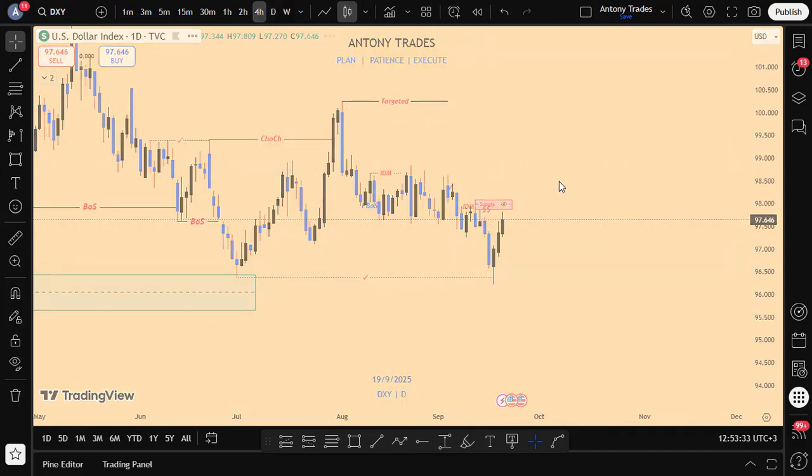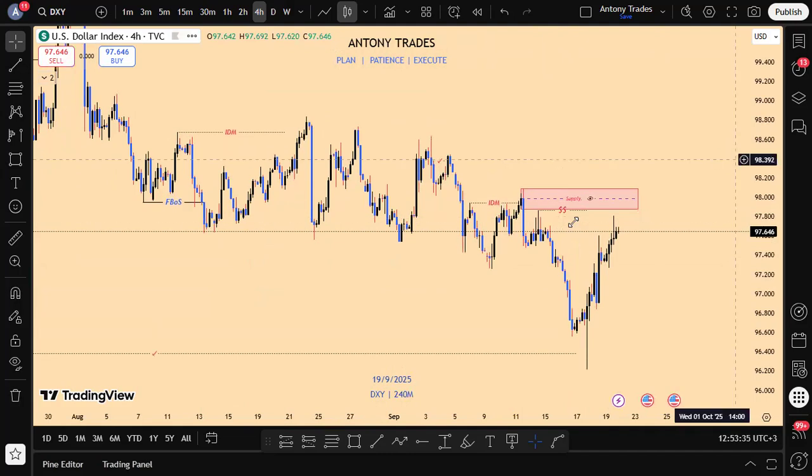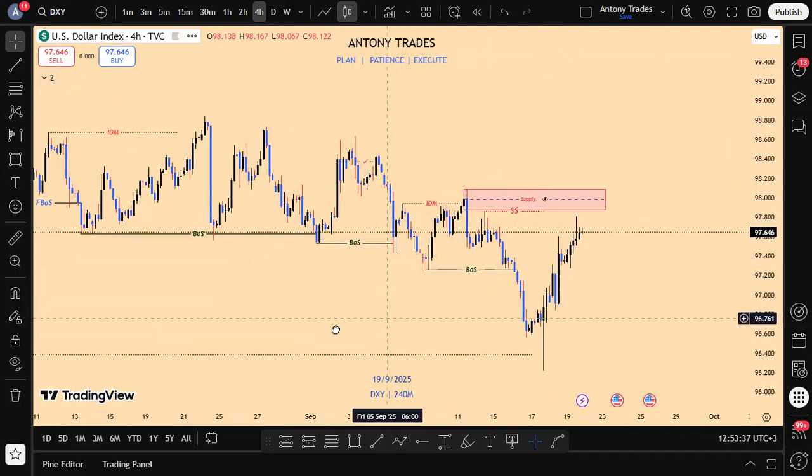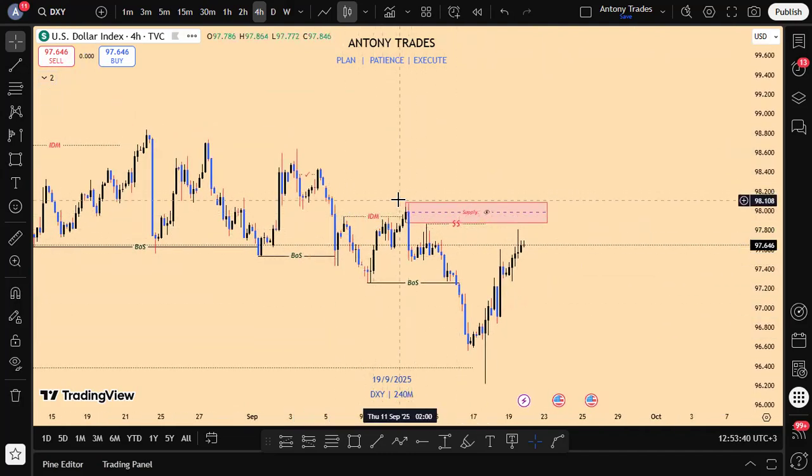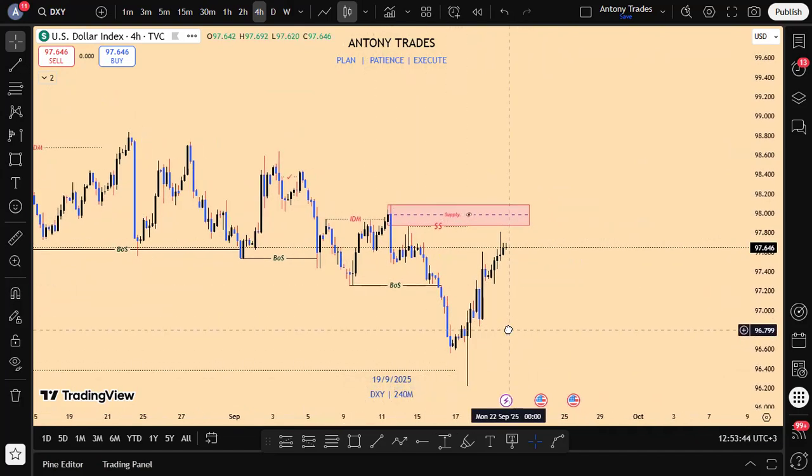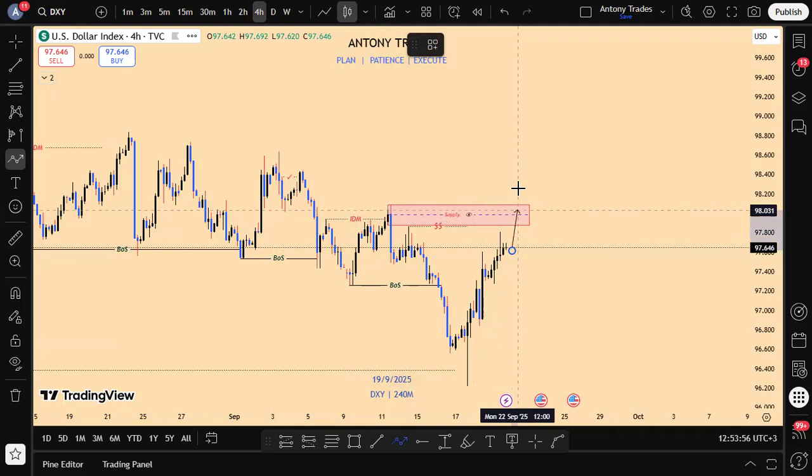Now going down to the four hour time frame, you can see very clearly we have a very strong high here. This is the last break of structure to the downside. For me, this is not a clean area to take a sell, guys. This is what I'm expecting: I'm expecting this high to be taken out.